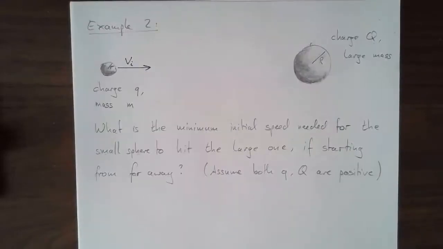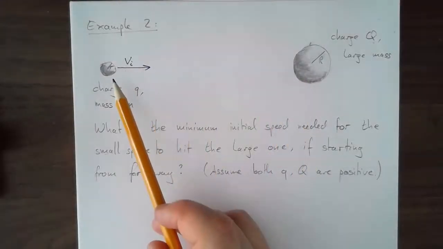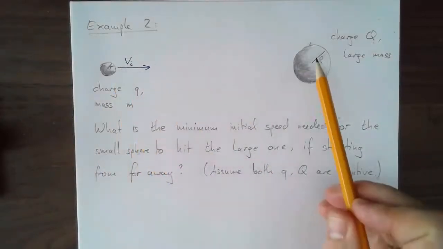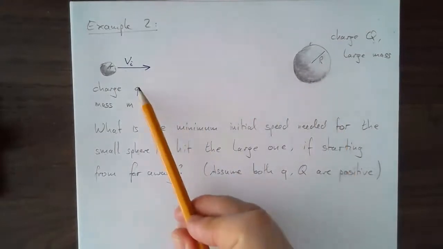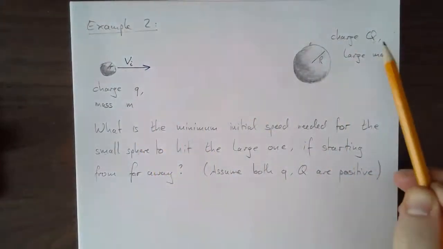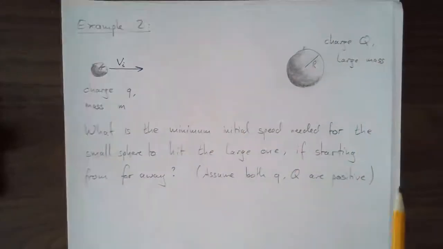So let's work an example where we're actually going to use the conservation of energy from one earlier situation to a later situation. And here's the scenario I envision. I imagine I have 2 spheres, a big one and a small one. They have radius little r, radius big R, capital R, charge Q and mass M, and this one is charge capital Q and just a very large mass. It's very heavy compared to the other one.